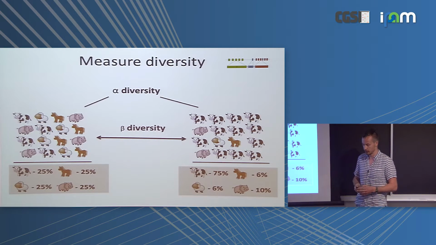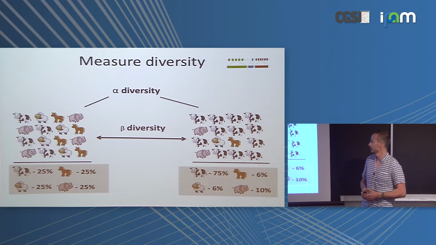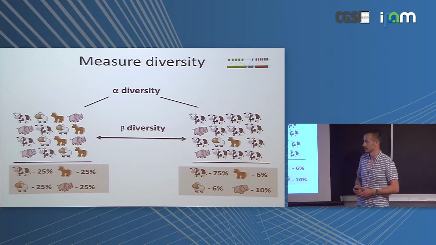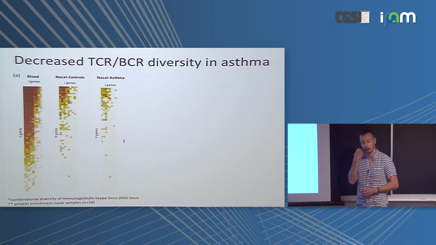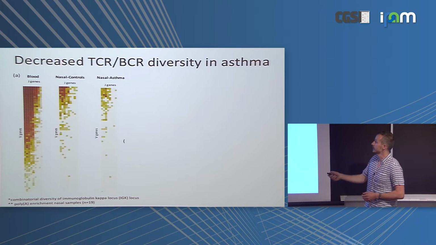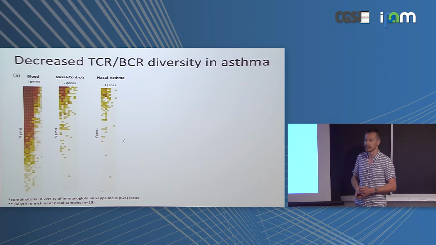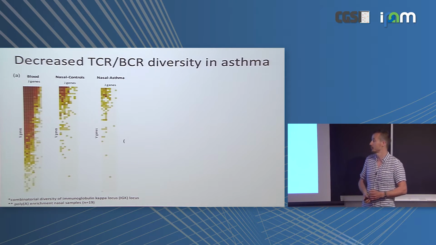So we'll use these two measures to assess the combinatorial diversity of the immune system. Since we have the case-control status, we look to see how the asthma individuals are different from controls. And this is the nasal tissue. On the x-axis, horizontally, you have J genes. The more red the color, the more samples in which the particular VJ combination is present.